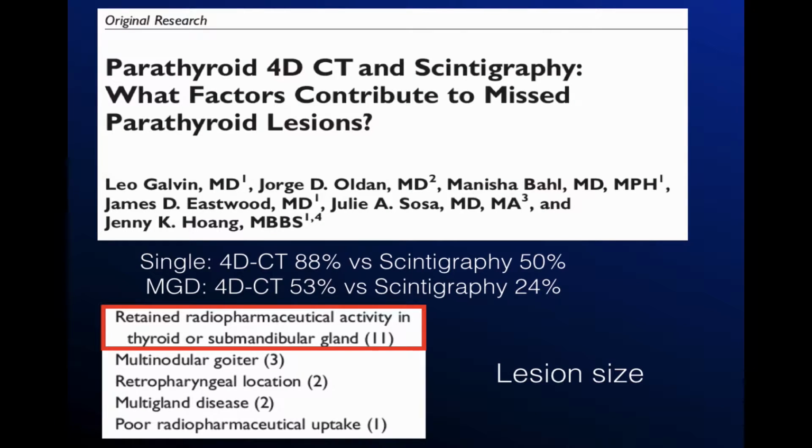Then the other reason that was apparent was lesion size. For scintigraphy, the missed lesions had a lower mean size that was statistically significant compared to detected lesions, but this wasn't a factor for 4D-CT, and it speaks to the fact that 4D-CT has better spatial resolution. It's able to detect smaller lesions. In this study, the smallest lesion that was detected on 4D-CT was 4 millimeters, and it was missed on scintigraphy, whereas the smallest lesion detected on scintigraphy was 1 centimeter, and it was also detected on 4D-CT.